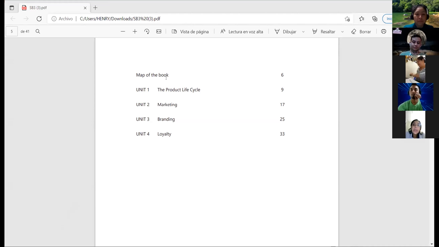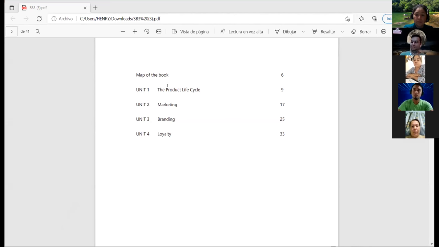Yes, unit one, the product life cycle. Unit two, marketing. Unit three, branding. Unit four, loyalty. Very good. This is the map of your book, basically your module, okay?